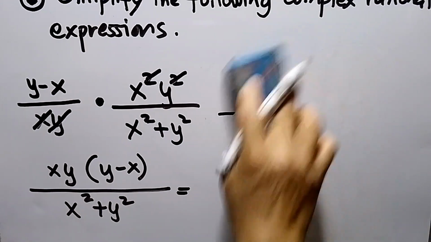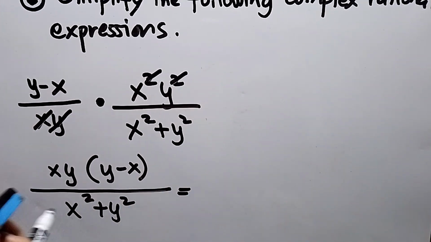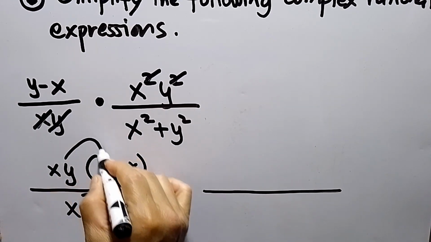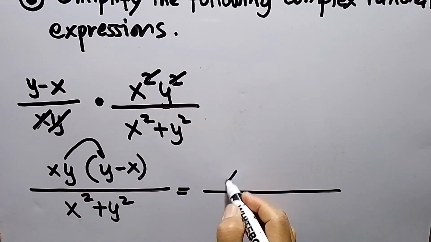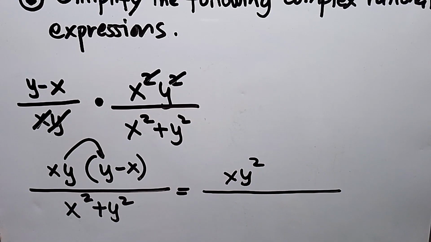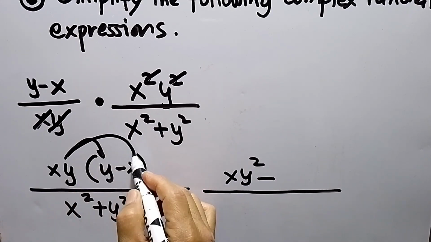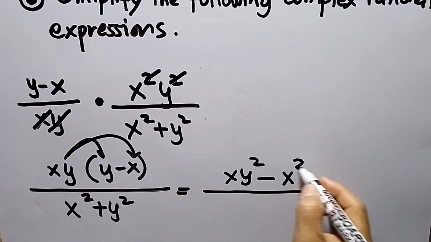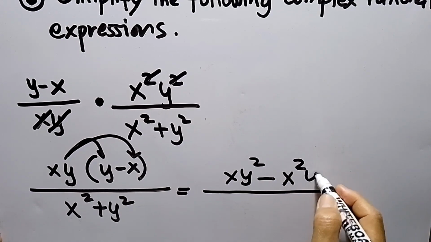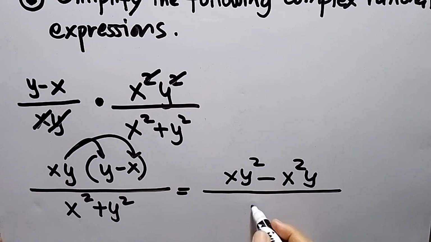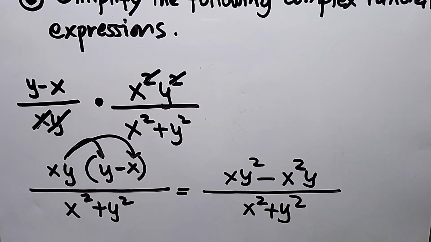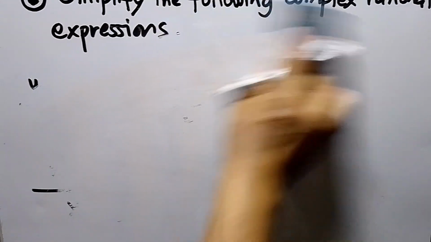And then simplify the numerator. So distribute, this will be x y squared, then minus, multiply this one, so this will be x squared y, and then copy the denominator, which is x squared plus y squared. So that's the answer for number 1. Now let's proceed to number 2.